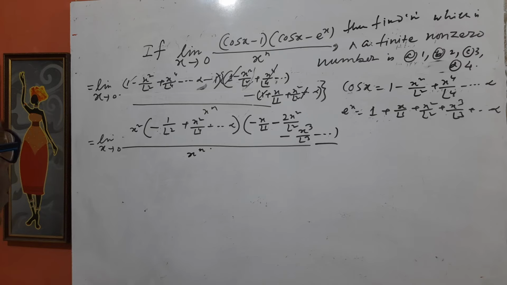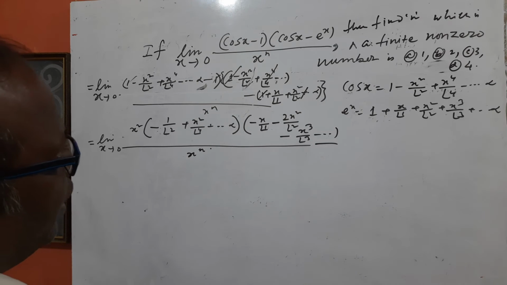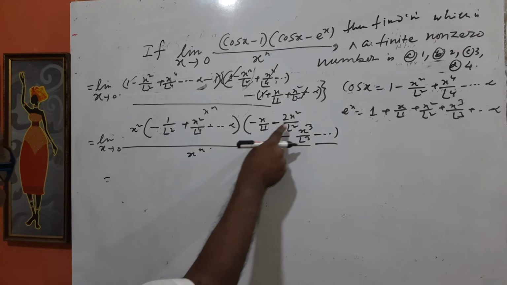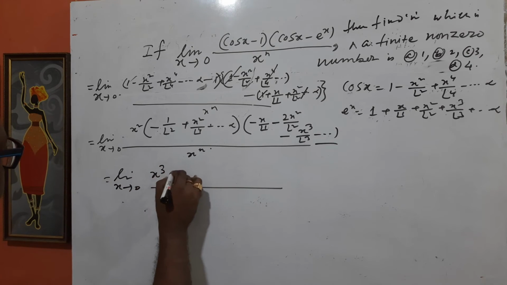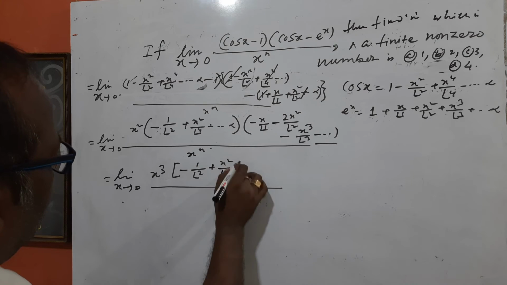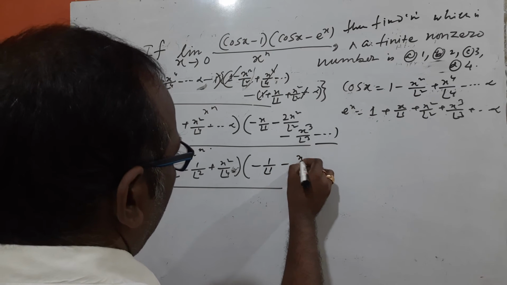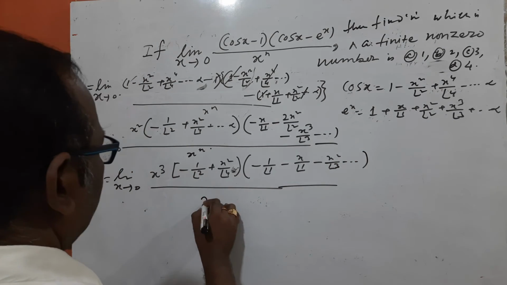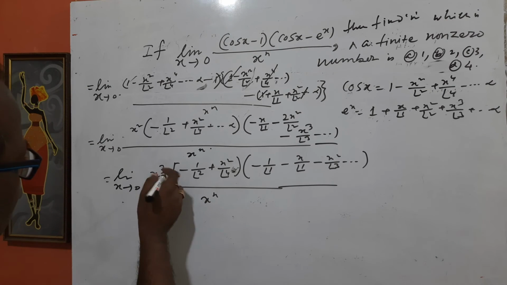Now, when we want to get here an integer, sorry, a finite value, what will be the least value of n? If you take common x, therefore the degree here is cube. So now we got 1 by factorial 2 plus x square by factorial 4, and here take common x. So that is 1 by factorial 1, and this is x by factorial 1, this is x square by factorial 3, and x to the power n. So what is the least value of n? Least value, see, here is 3.